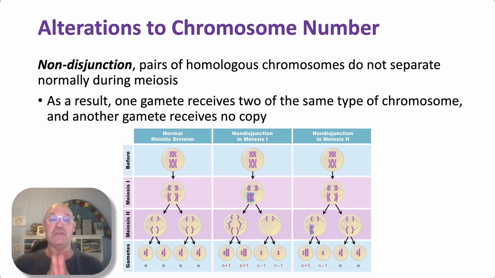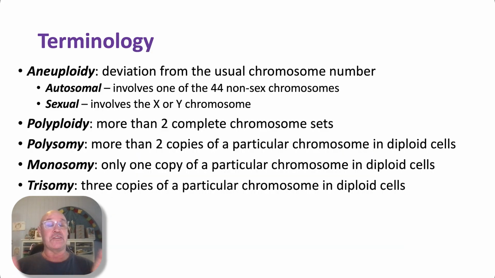The homologous chromosomes, or the chromatids, don't separate normally during meiosis. As a result, one gamete receives 2 of the same chromosome, and another gamete receives no copy. And we're running through the different scenarios here. We've got 2 homologous chromosomes, not just 1. Same deal. Okay, so there's some terminology. It looks a bit scary. There's a lot on this page, but it's not too bad.